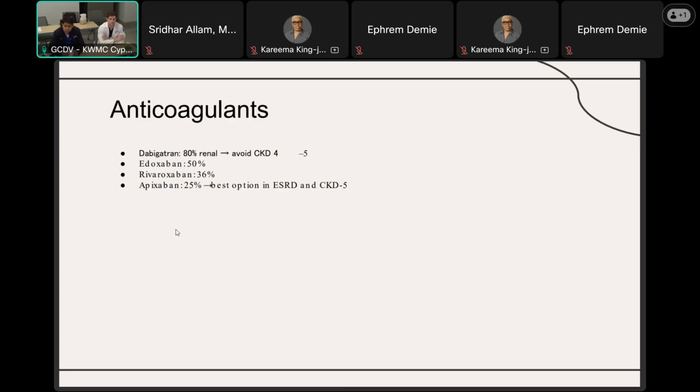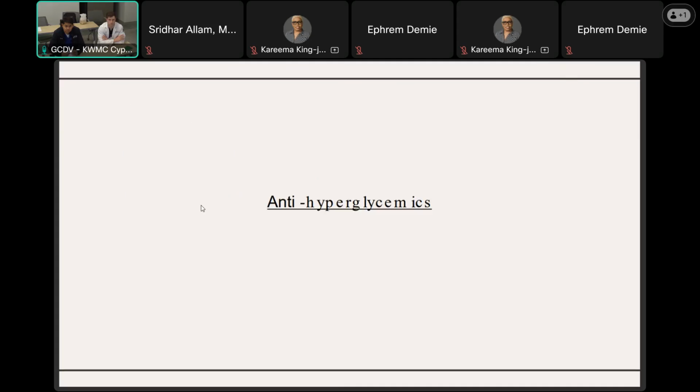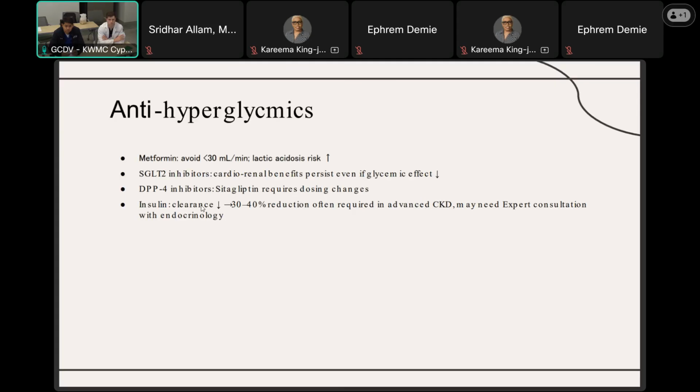Coumadin, whenever possible, is less reliable. Other medications, based upon their renal clearance, also become less predictable. Let's talk about antihyperglycemics. Metformin is recommended to be avoided if the creatinine clearance or the GFR is below 30. Why? Because the lactic acidosis risk increases.